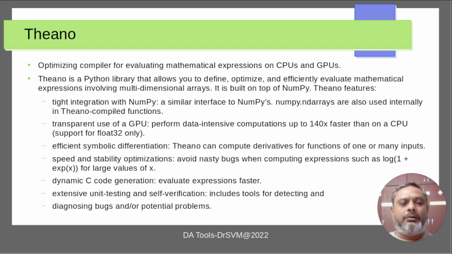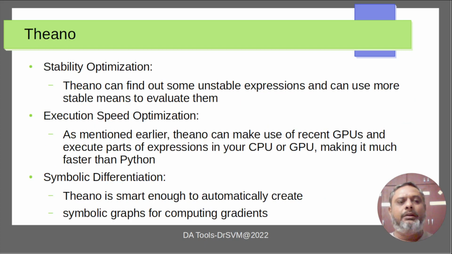Dynamic C code generation. Because of this, the expressions are evaluated quite faster. Intensive unit testing and self-verification includes tools for detecting and diagnosing bugs and potential problems. So, stability optimization: Theano can find some unstable expressions and make use of more stable means to evaluate them.